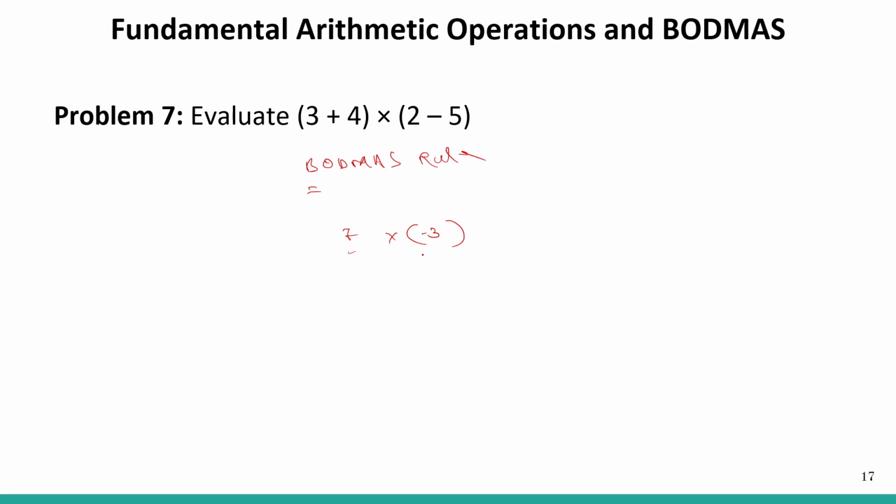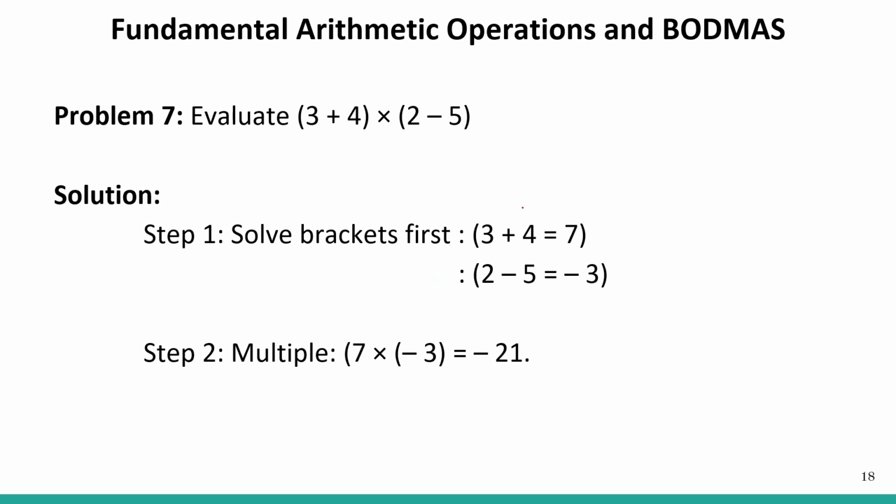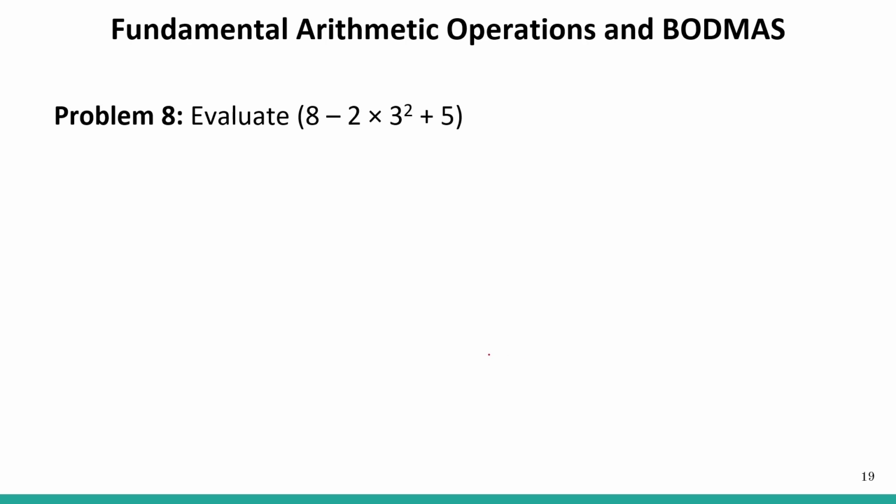7 and minus 3. So then what we search for is exponents. Are there any exponents? No, right? So then we move forward and see for divisions. Is there any division symbol involved? No. So that's why we move further and do multiplication. So it will be equal to minus 21. So this will be the final answer. Okay. So here brackets first. Then we multiply. That is minus 21 is the final answer.